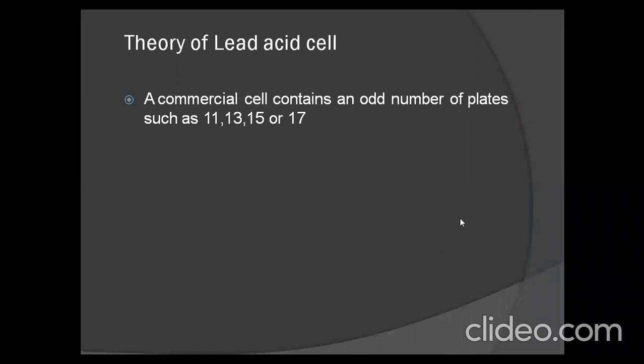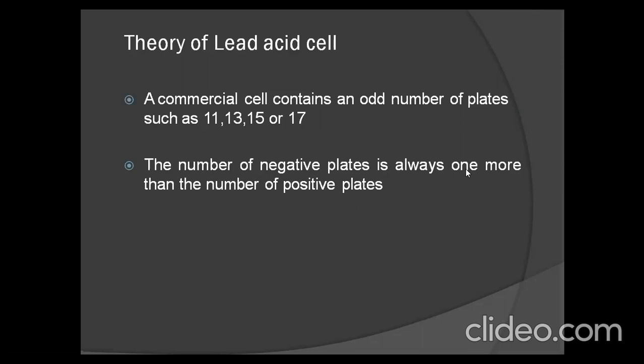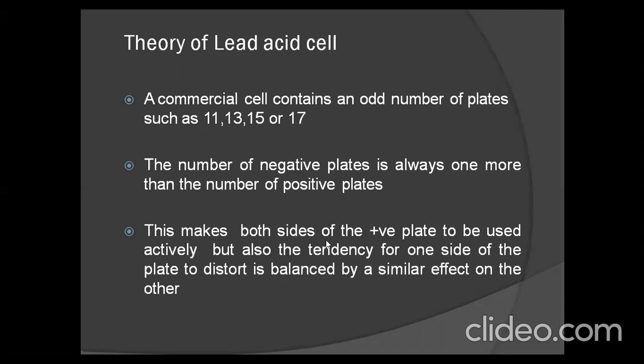A commercial cell contains an odd number of plates such as 11, 13, 15 or 17. The number of negative plates is always one more than the number of positive plates. This makes both sides of positive plates to be used actively, but also the tendency for one side of the plate to distort is balanced by a similar effect on the other.